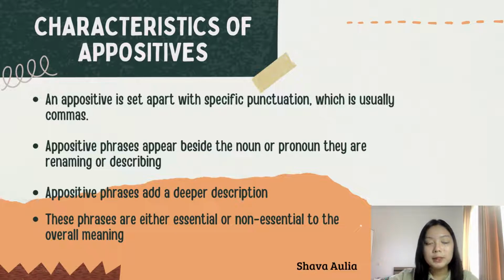What I mean by essential is when the appositive phrase is necessary to the sentence's meaning. On the other hand, when a sentence still makes sense without the appositive, it is considered non-essential.